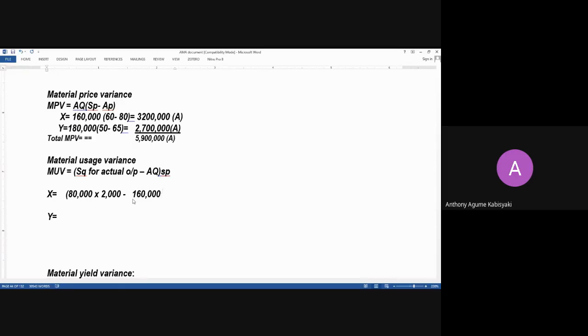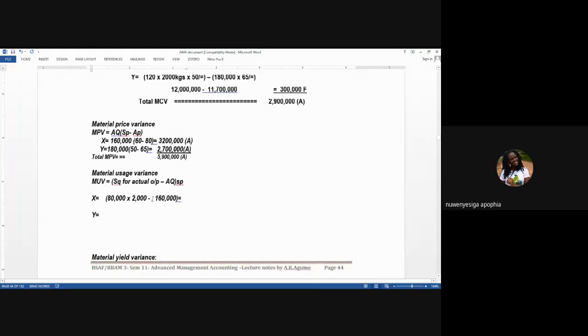Then you get your variance. Then for Y... Excuse me, sir. You've not multiplied by standard price. No, here this is quantity, because I'm looking at usage. So there is no need to multiply. Okay, fine, you're right. So the standard price is what? 60. Okay. So that is done.